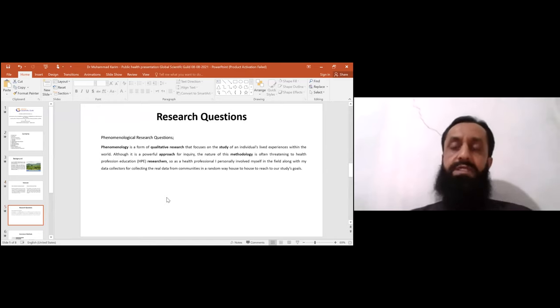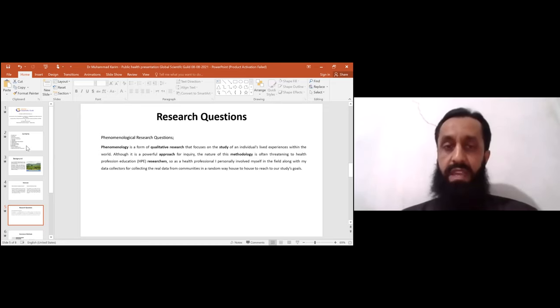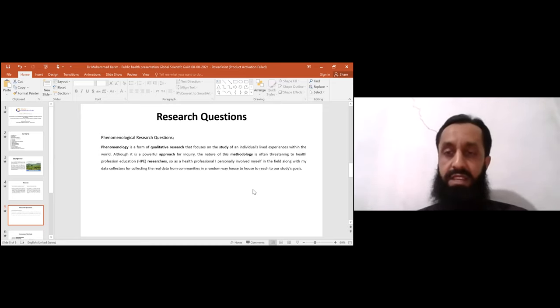What kind of research questions were being asked, keeping all these members in the scenario? Phenomenological research questions. First of all, you have to know that phenomenology is a form of qualitative research that focuses on the study of an individual's life experiences. It's also a powerful approach for inquiry.